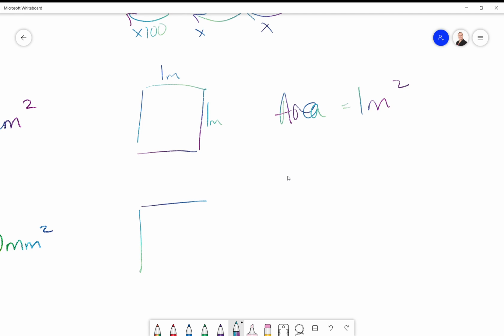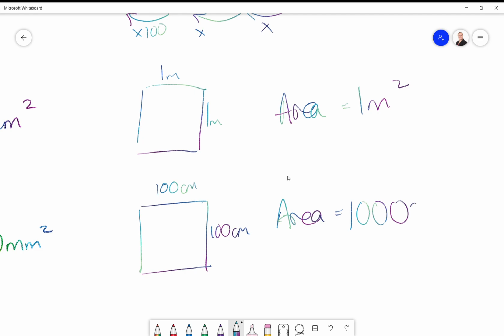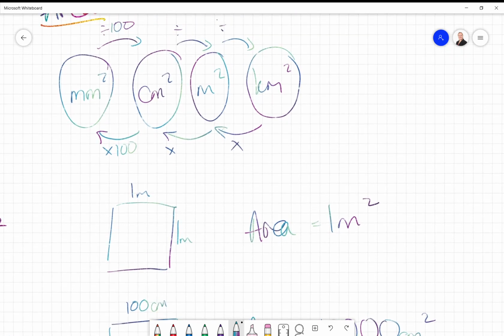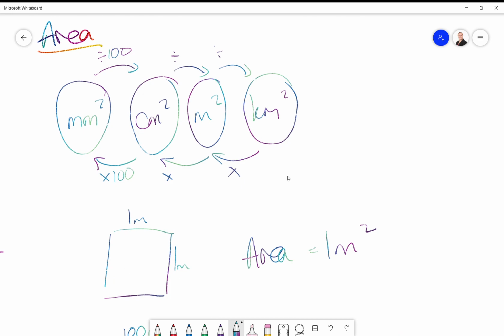If I was to measure it instead in centimetres, it's the same square, because 1 metre is the same as 100 centimetres. The area now is 100 times 100. So it's 1 with 1, 2, 3, 4 zeros. So that's 10,000 centimetres squared. So if I go back up to here, for my area drawing, we've got 10,000.